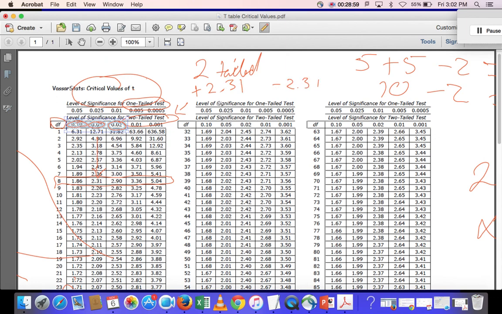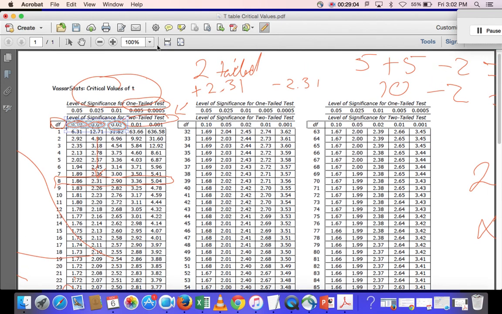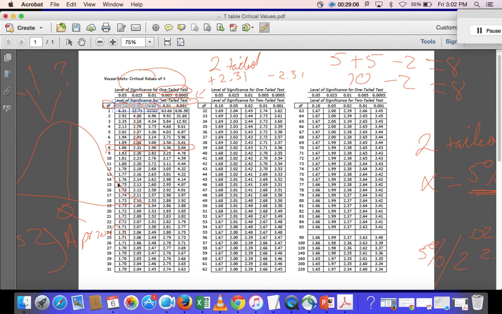Why? Because I have on each side of the distribution positive and negative. So remember that I have a positive side and I have a negative side. So on this side, my critical region starts at 2.31 positive. Over here, my critical region starts at negative 2.31. How did I find that 2.31? I went to where it says level of significance for a two-tailed test because I've decided it's a two-tailed test. I had 8 degrees of freedom, again, n total minus 2. And I looked at the 0.05 or 5% column associated with level of significance two-tailed test.